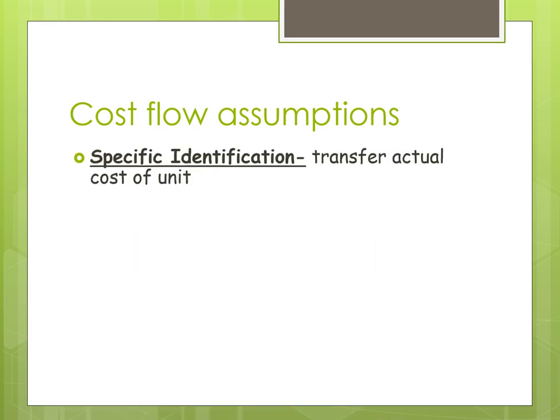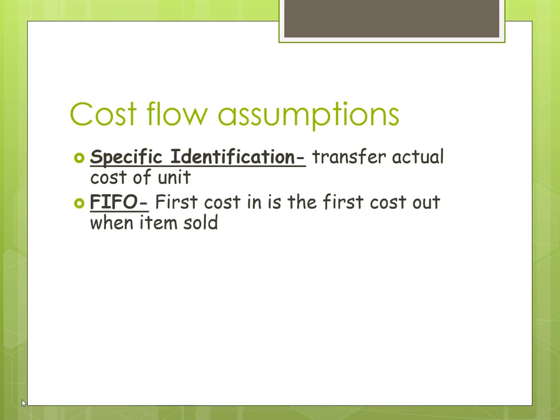Specific identification is only used when you have very unique items. Each one is different. An example might be a high-end jewelry store or a yacht store, where the price is unique to the specific item that's being sold. But most large corporations are going to use FIFO, which is the first cost in is the first cost out when determining how much an item should cost when it's sold.